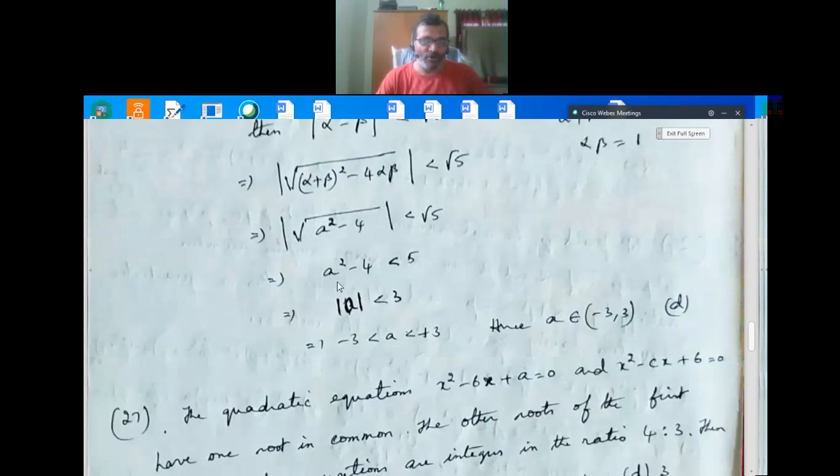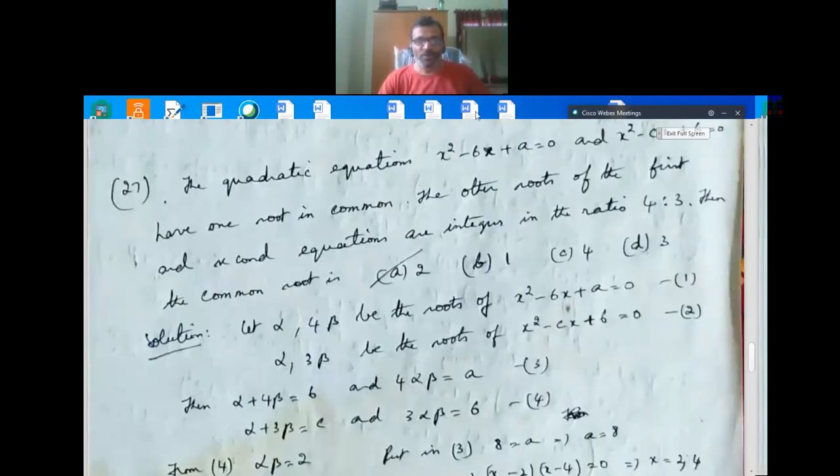Mod of a, that is if you take here a squared less than 5 plus 4, that is 9. A squared less than 9, so a less than 3. So mod of a less than 3 means a is between minus 3 and plus 3. So a belongs to (minus 3, 3). So option D. I hope you have followed it. It's simple, so I will not explain again.